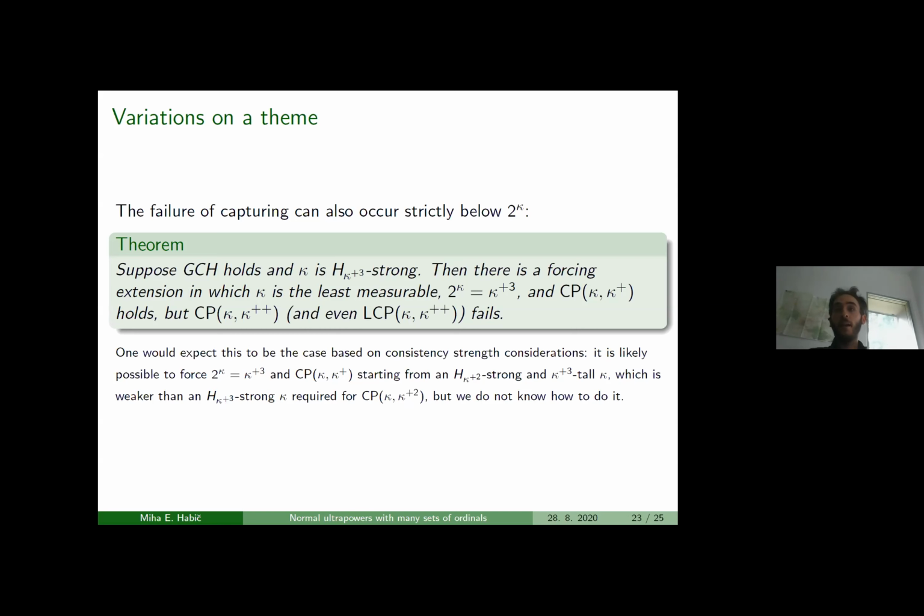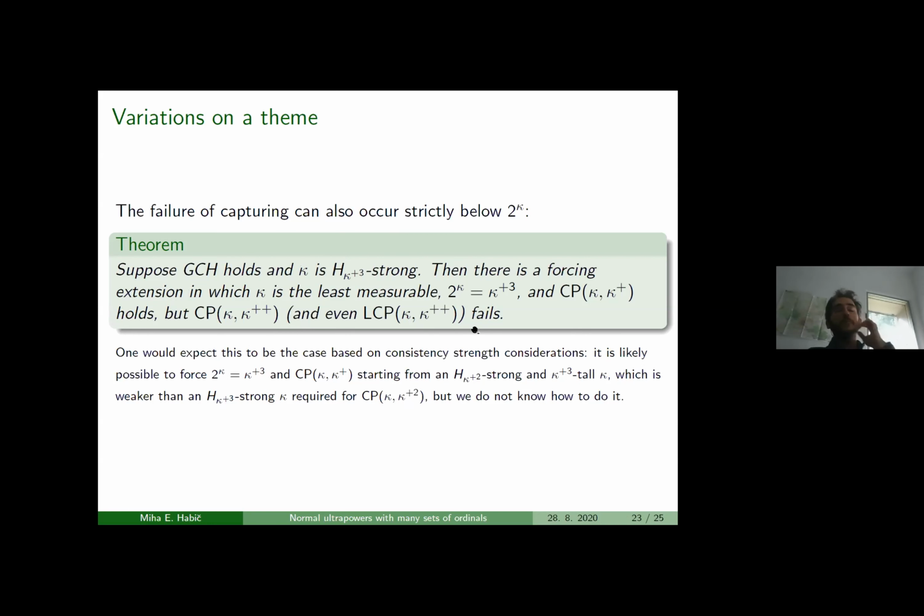Okay, so we get sort of a one-step gap, if you like, between the continuum and the bound for the capturing property. It's sort of interesting to think about the large cardinal hypothesis here. If you ignore the first line of this theorem, you would expect the constellation of results here to be possible just on consistency strength grounds.